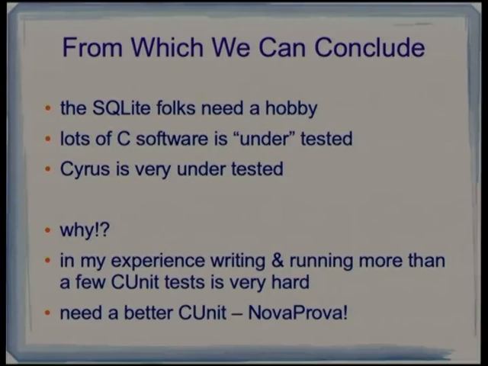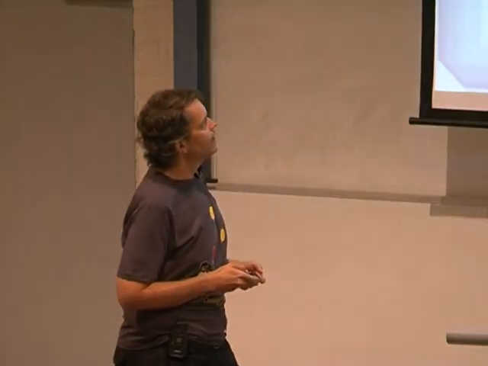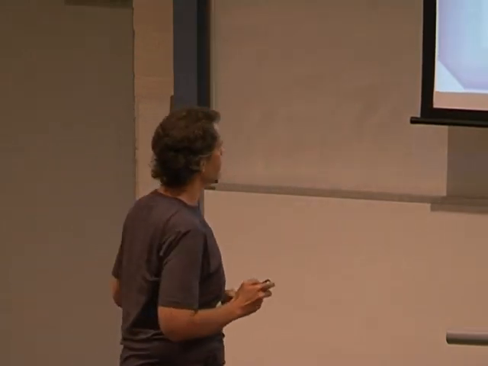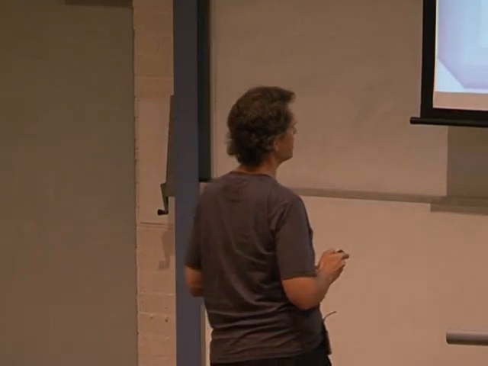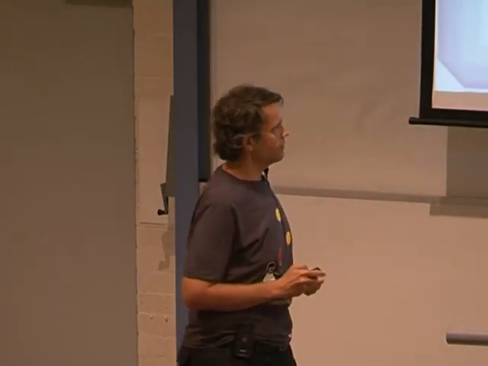Well, I used to have about 20 slides in my first draft explaining all the connections about why C is a poor language for testability. But fundamentally, it comes down to it's too hard to write tests, because there's a lot of things you want to do when you're writing tests that are very hard to do in a completely static language like C. So what we need is a better CUnit, and that's what I set out to write for myself.